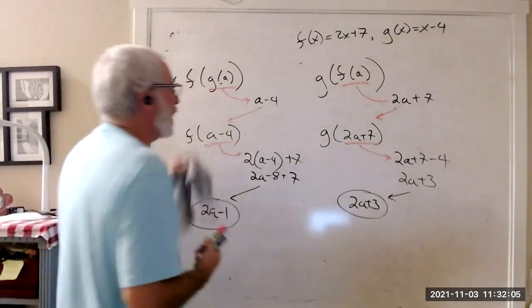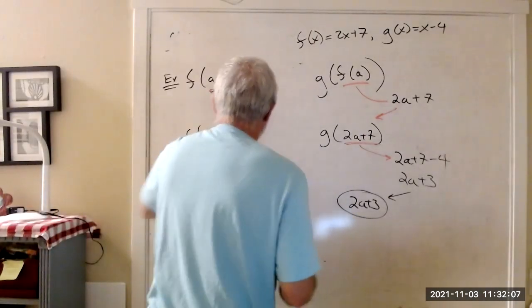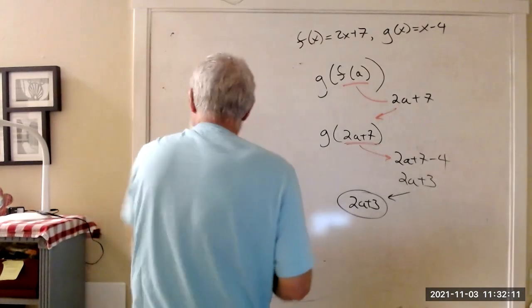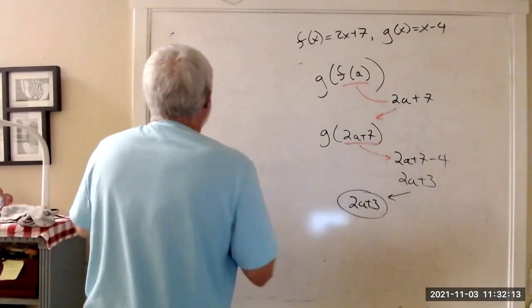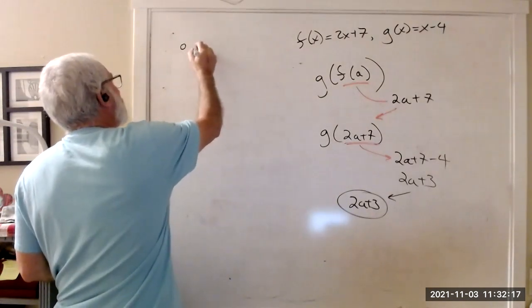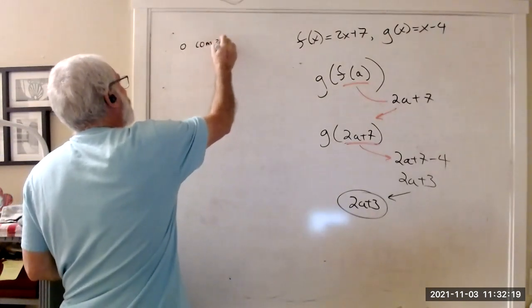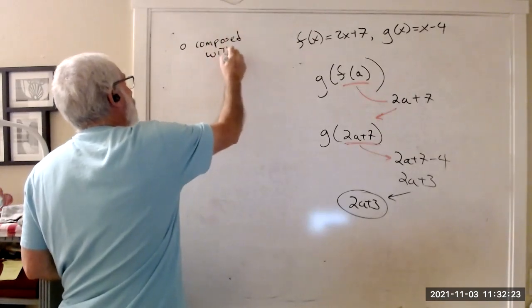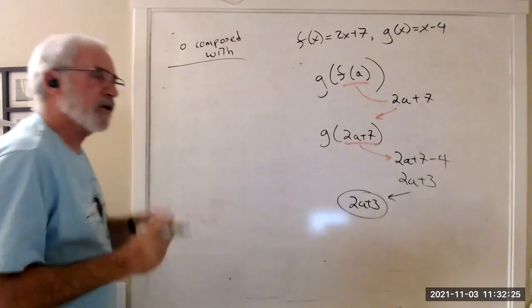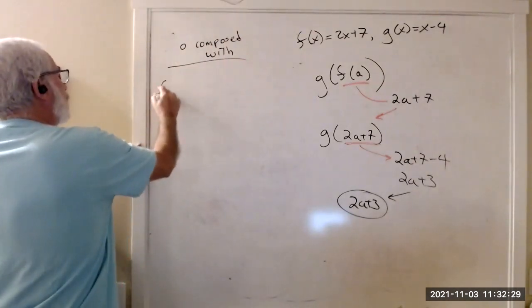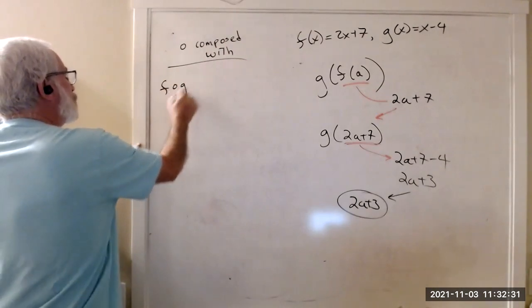So math has invented a special symbol. It's a little circle. It means composed with. Math has invented a stupid little circle, and we write it F circle G.